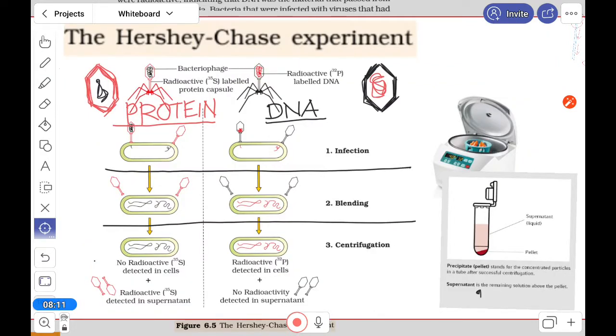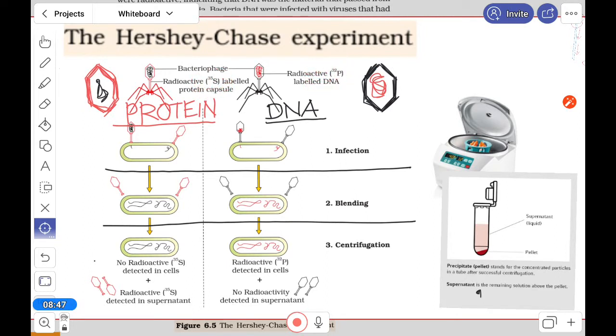Okay, here is another unique proof that DNA is the genetic material. It came from the experiment of Alfred Hershey and Martha Chase in 1952. They worked with the virus that infects bacteria, that is, bacteriophage. They used a radioactive label which can label protein and DNA. They used radioactive sulfur and radioactive phosphorus.